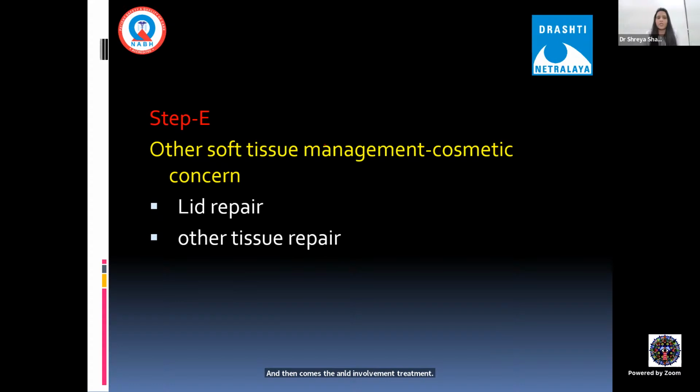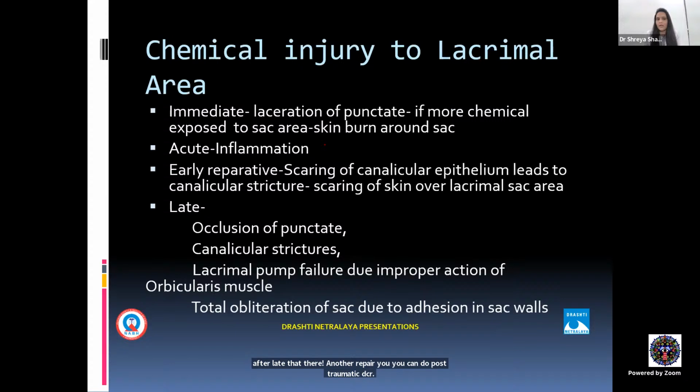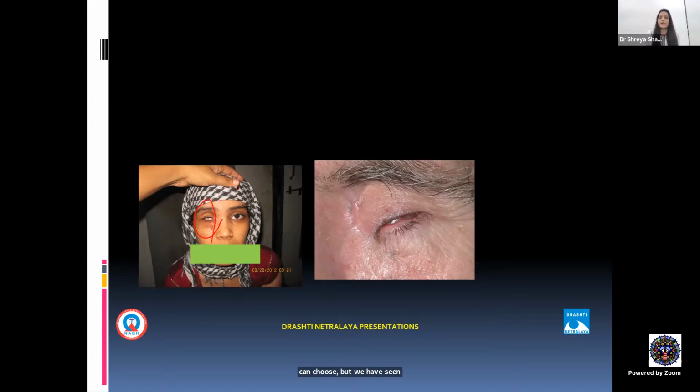So after the lid tear and other repair, you can do a post-traumatic DCR with a skin incision or any incision you can choose. But we have seen many cases with chemical injury and lacrimal sac injury. So what are the management options?